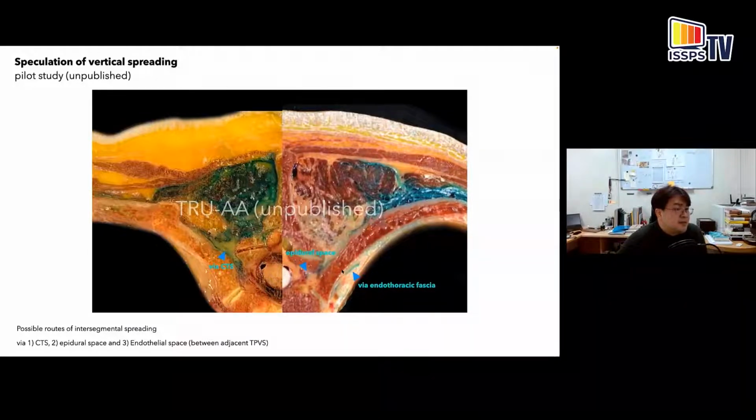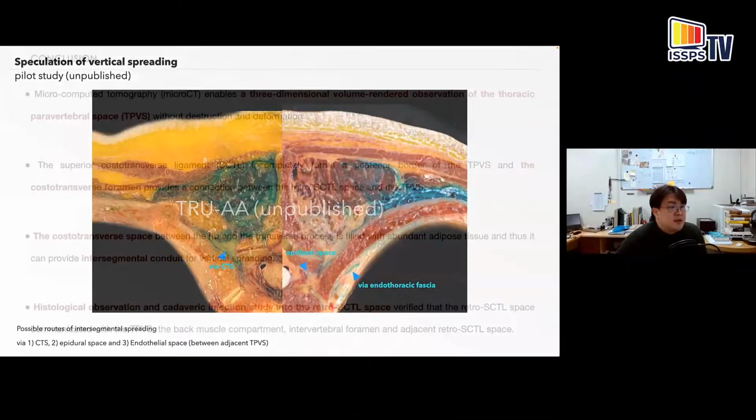Third, some levels revealed staining in the endothoracic fascia between the rib and pleura. In summary, we found a horizontal spreading route to the DPVS or back muscle compartment from the lateral SCTL space, and an intersegmental spreading route via the CTS or endothoracic fascia.